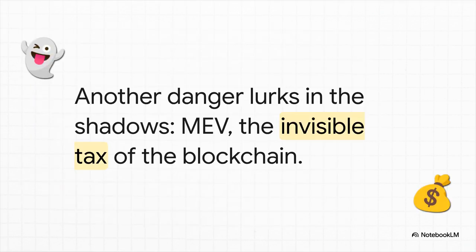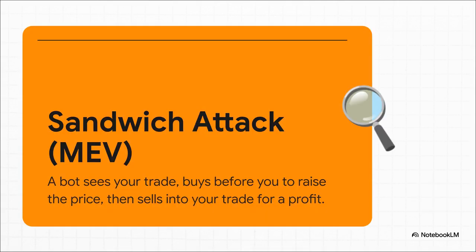But it's not just about market crashes. There's another, sneakier danger that's baked right into the blockchain itself. It's called MEV, maximal extractable value. You can think of it like an invisible tax that super smart bots can charge you without you even realizing it. And one of the classic examples is the sandwich attack.